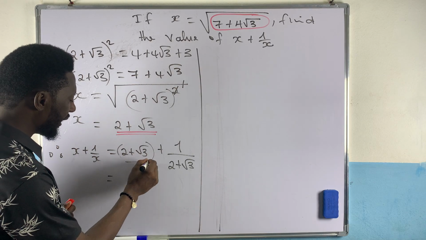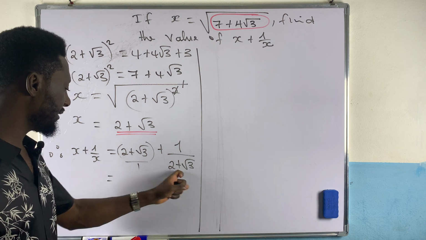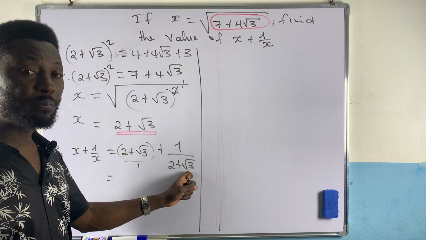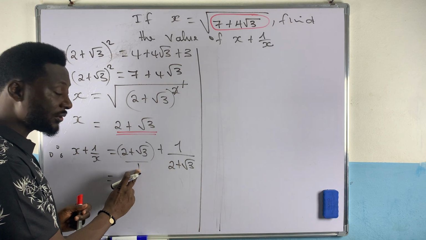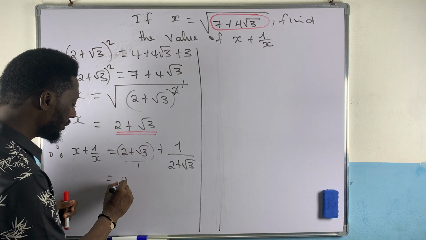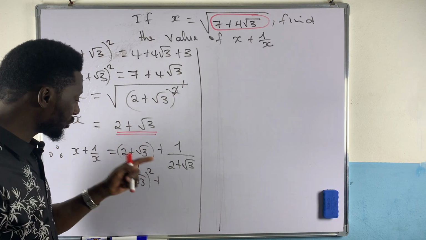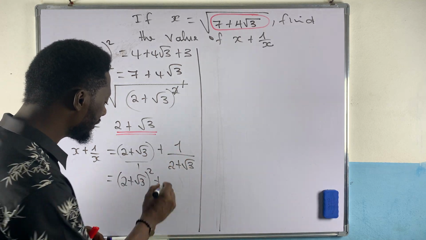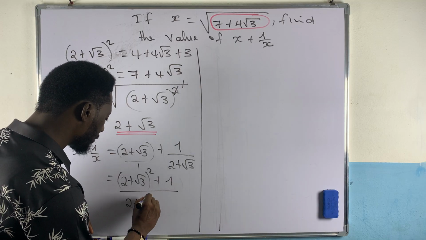So I will write this one as all over 1. The highest common factor of these two, 1 and 2 plus root 3, will be 2 plus root 3. So 2 plus root 3 divided by 1 is 2 plus root 3, multiplied by the numerator, will be 2 plus root 3 squared. Plus 2 plus root 3 divided by 2 plus root 3 is 1, multiplied by 1 will give me 1. All that on 2 plus root 3.